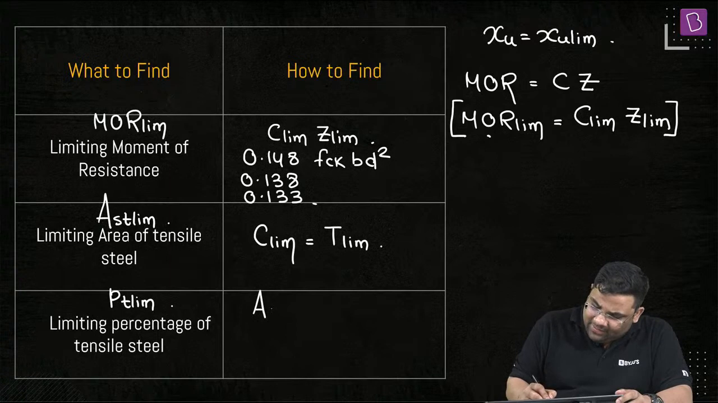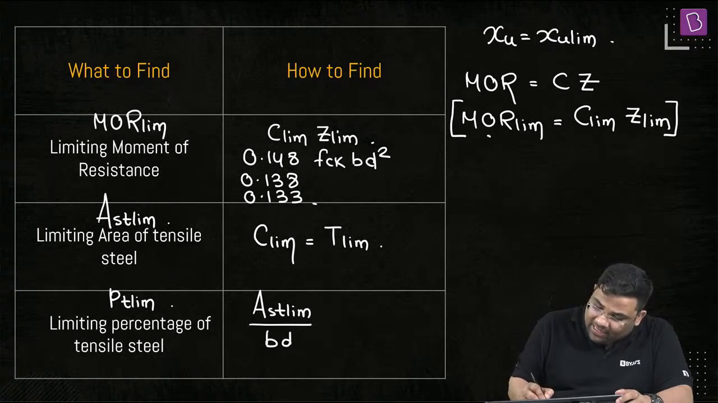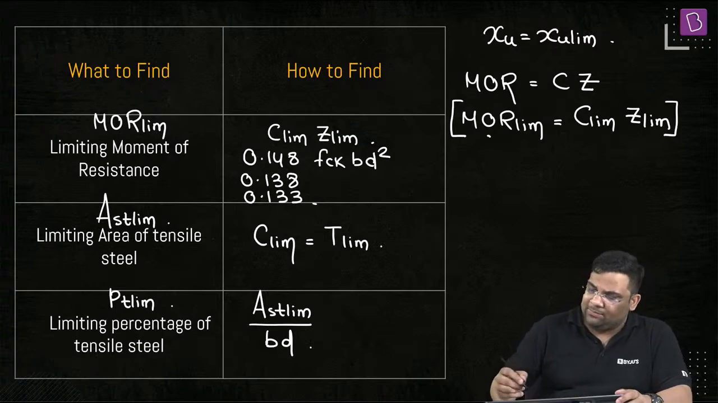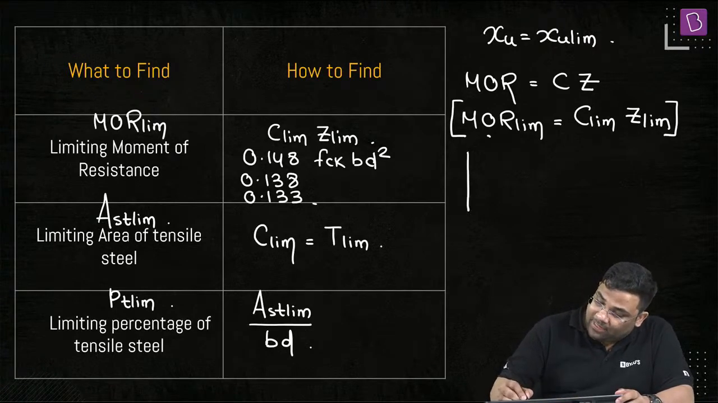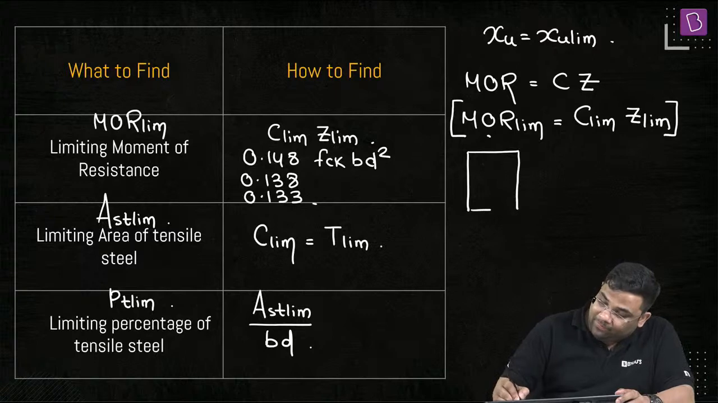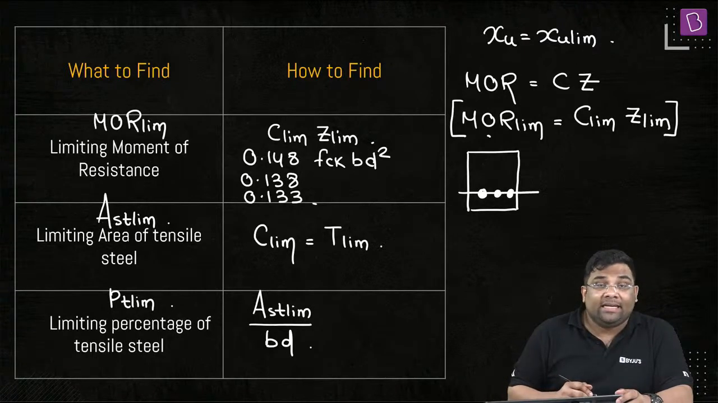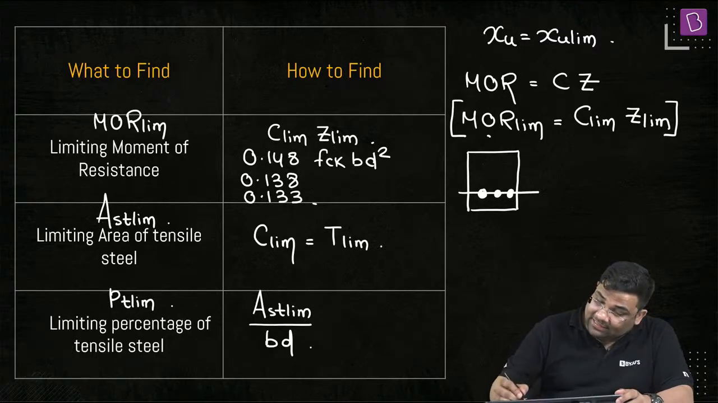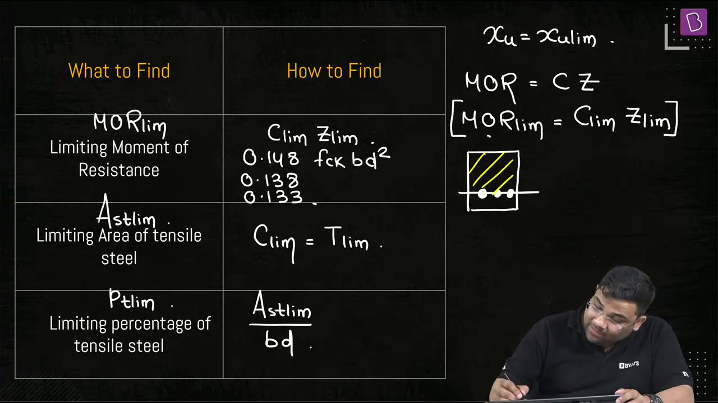You have got AST limiting. This AST limiting is divided by the effective area. The effective area will be BD, right? If you see a particular beam, here we have the tension steel, so I can say the tension force is acting here. So this area is considered the effective area.